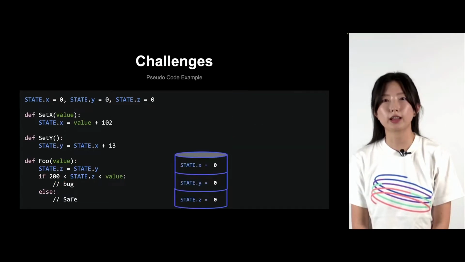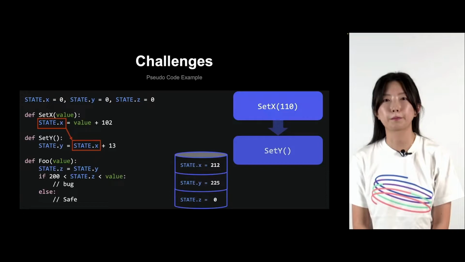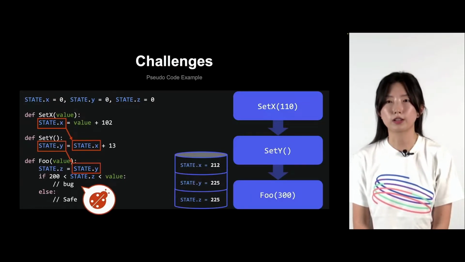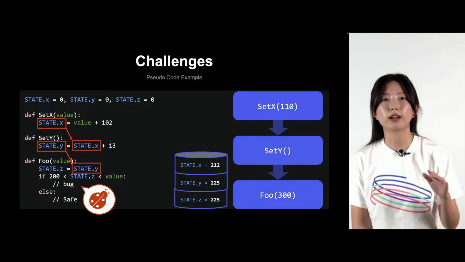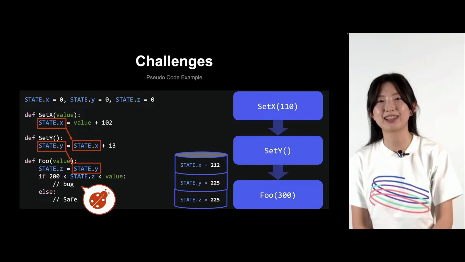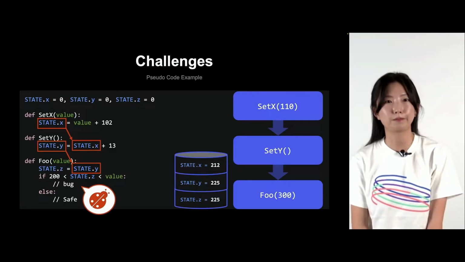When the setX function is called, the state X value changes, and when the setY function is called, the state Y value changes like this. Likewise, when the foo function is called, the state Z value changes. So the sequence of triggering the bug is created. And the 110 and the 300, these numbers are just arbitrary numbers, because when you do fuzzing you put in random values, so you can have other numbers as well.